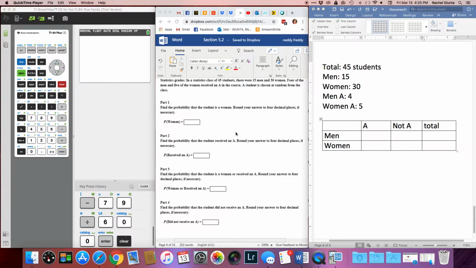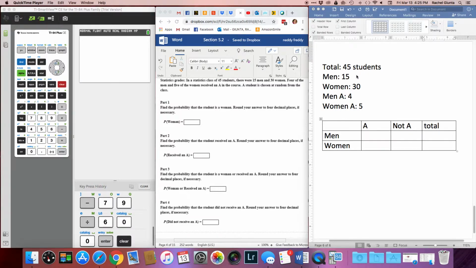This is section 5.2, example 4. In a statistics class of 45 students, there were 15 men and 30 women. 4 of the men and 5 of the women received an A in the course. A student is chosen at random from the class. So this is definitely one where it's good to jot down all your numbers on scratch paper.